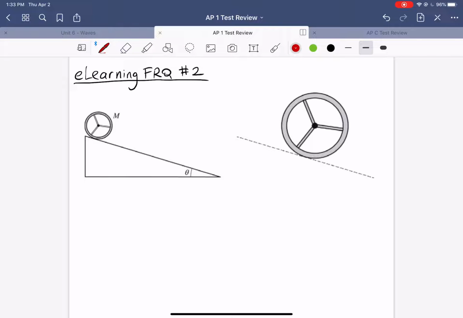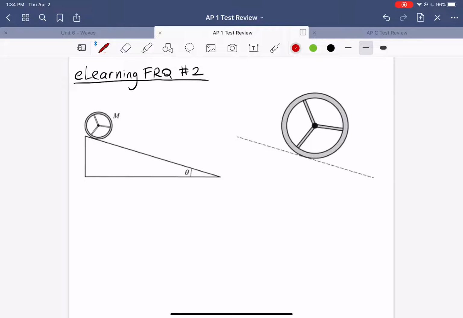Part A has two subparts. For the first one, they want you to draw a diagram illustrating the forces that are acting on this wheel as it's rolling down a ramp. So we have our enlarged version of the wheel on the right. They want us to draw the forces, but also show where the forces are acting.